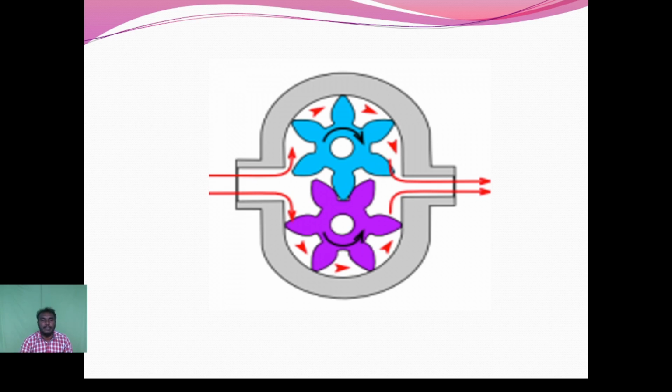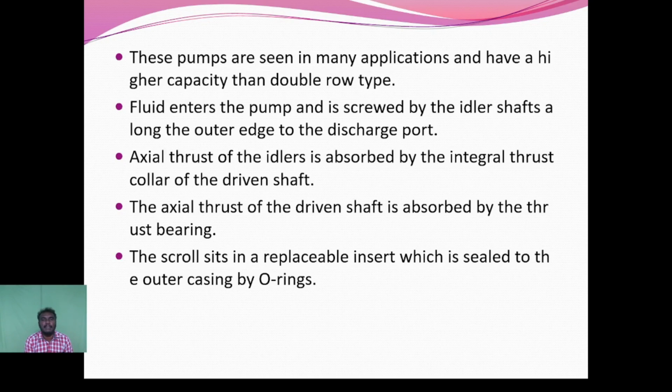These pumps are seen in many applications and have a higher capacity than the double-lobe type. Fluid enters the pump and is screwed by the idler shaft along the outer edge to the discharge port. Axial thrust of the idlers is absorbed by the integral thrust collar of the driven shaft. The axial thrust of the driven shaft is absorbed by the thrust bearing. The screw sits in the replaceable insert, which is sealed to the outer casing by O-rings.